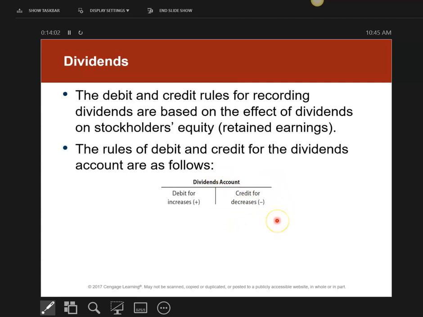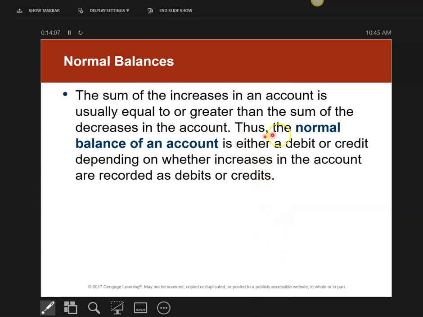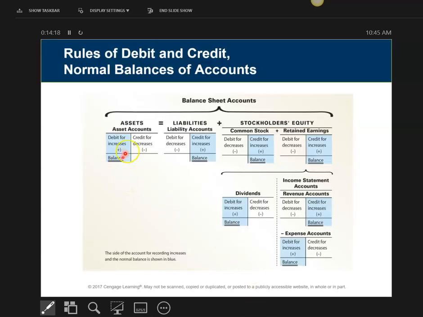Okay? So you just have to remember some rules of debit and credit. We talked about the normal balance of each account. It's either going to be a debit or credit, but it's always the increase side. So let me show you a little chart here. Here are my assets. The normal balance is always going to be a debit. So if you are in an asset and it's got a credit balance, you probably made a mistake because your normal balance should be debit.